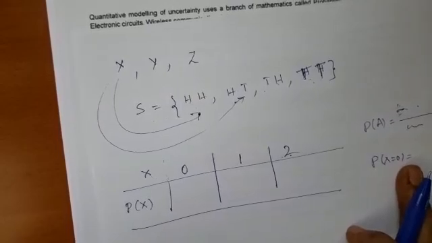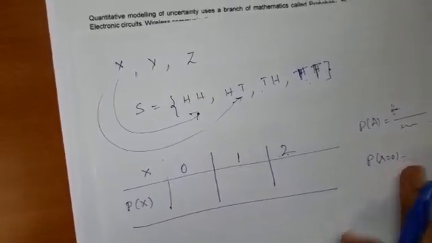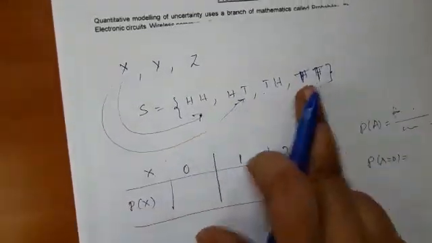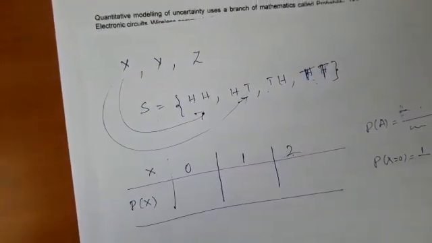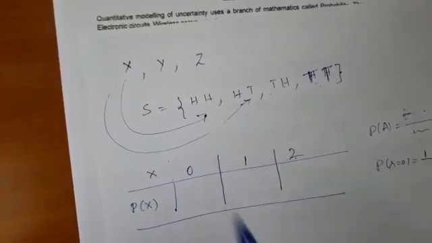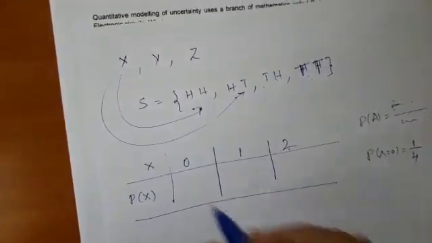X denotes the number of heads. What is X equal to 0? Probability of getting none will be head. How many cases do you have? Only one case. Therefore, the favorable number of cases to the particular event is 1, divided by exhaustive cases, which is 4. Therefore, what we get here is 1 by 4.